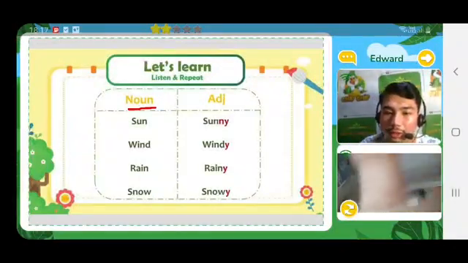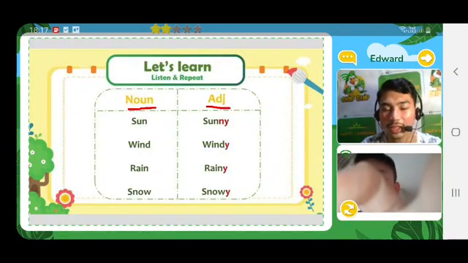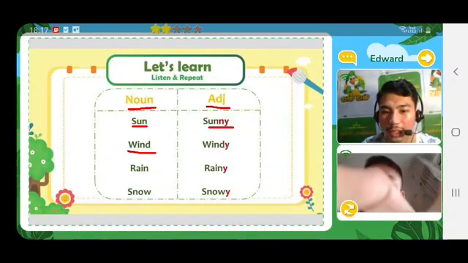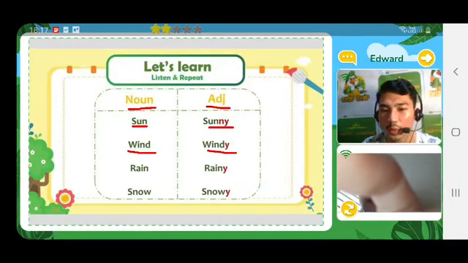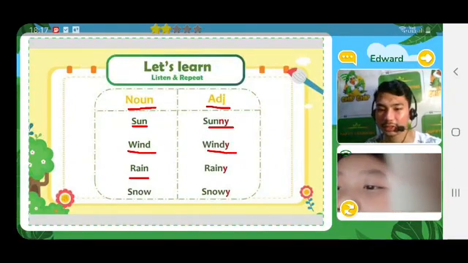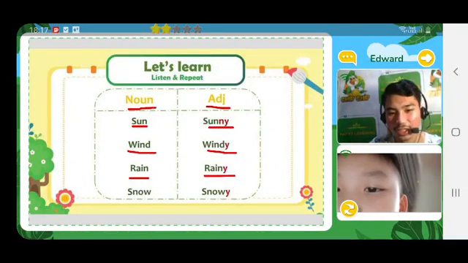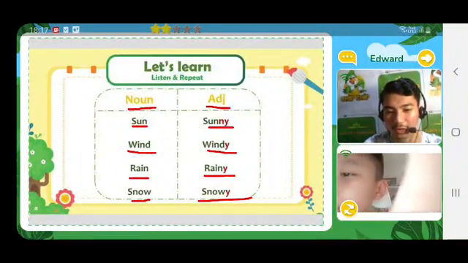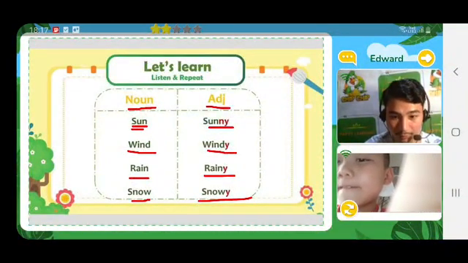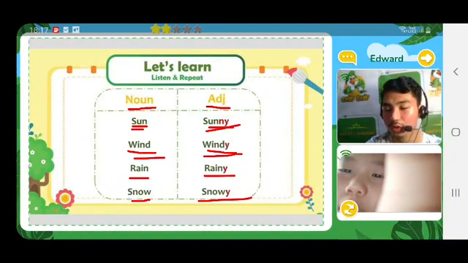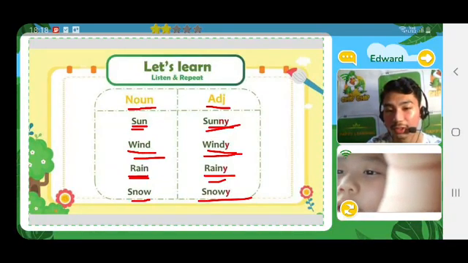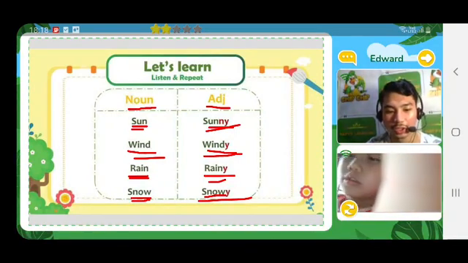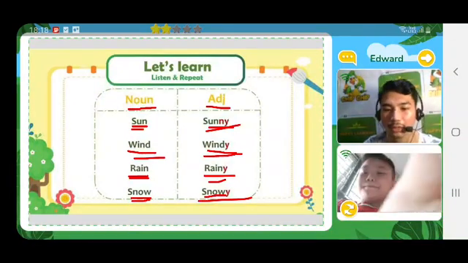Noun, adjective. Noun, sun. Sunny. Windy. Rainy. Yes. Snow. Snowy. Okay, very good. That is correct. We have here sun, sunny. Windy. Rainy. Snowy. Very good. Okay, that is correct. Sun, sunny, wind, windy, rain, rainy, snow, snowy. Okay, how about the next one?